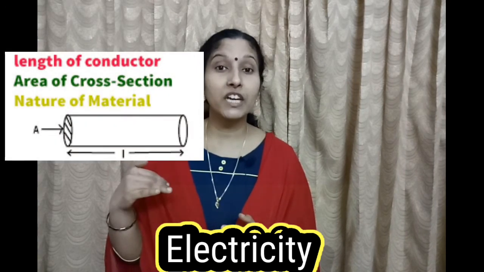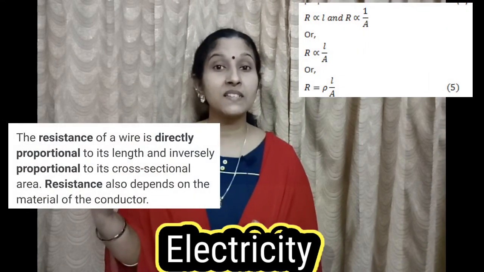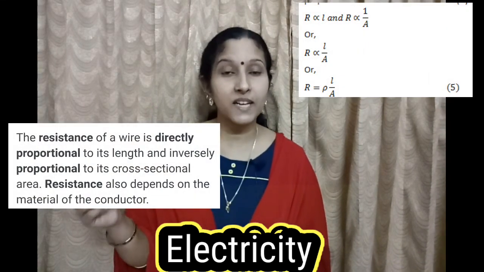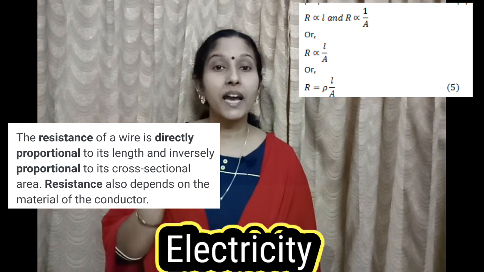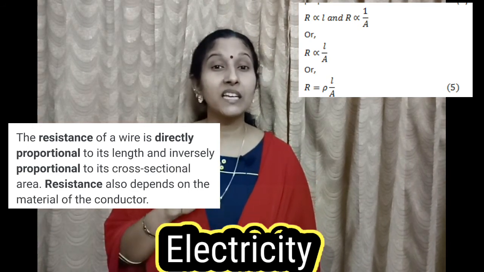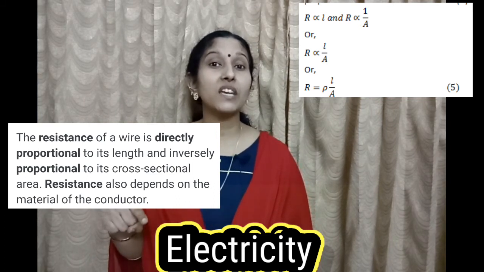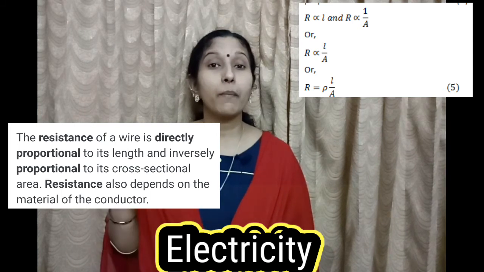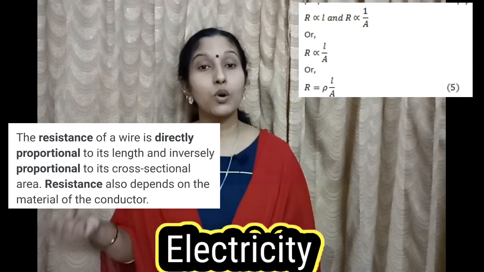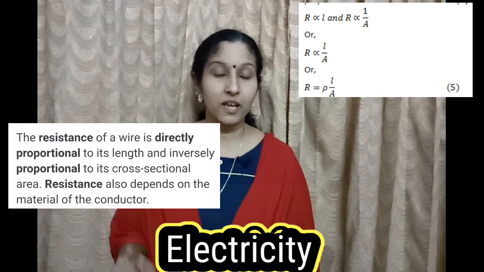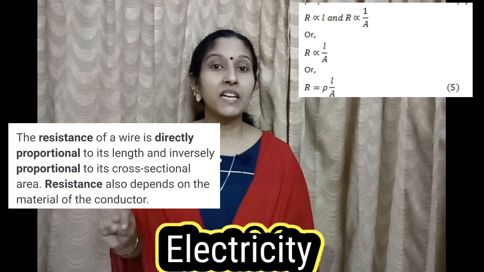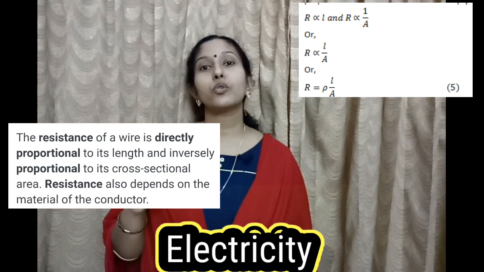So which are the factors which affect the resistance? Length, area of cross section or thickness, and nature of the material. Length is directly proportional to resistance. When length increases, I decreases, R increases. When area of cross section increases, ammeter reading increases, R decreases. So R is inversely proportional to area of cross section, R is proportional to 1 by A.